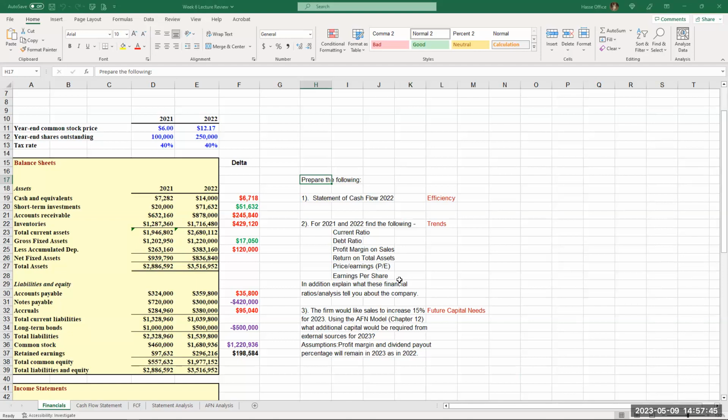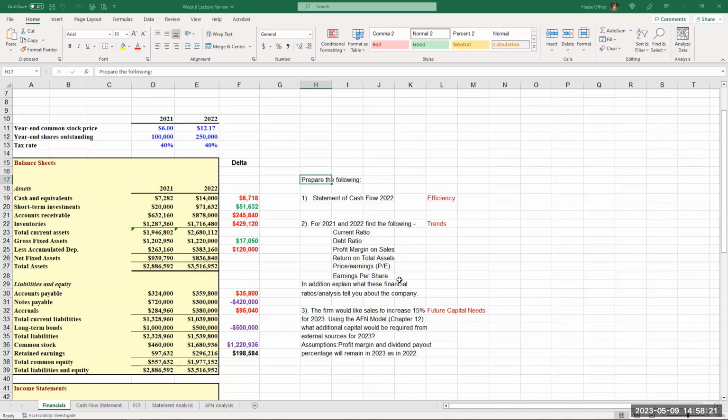Here's a company's balance sheets for 2 years, December 31st, 2021 and 2022. Now, I made the numbers a little bit smaller, but in the real world, these are in millions, hundreds of millions of dollars, even billions of dollars. But I made them a little smaller just so we can manage it and get a better handle on it. This company had a year-end stock price of $12.17 on 2022. So yes, it is a publicly traded stock. They had shares outstanding owned by the public of 250,000 shares of stock.